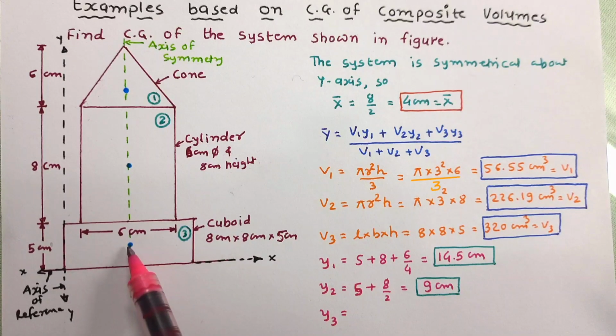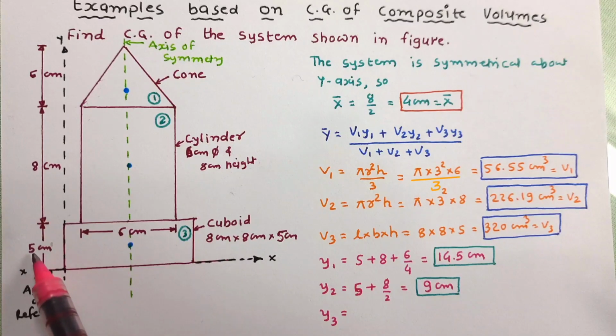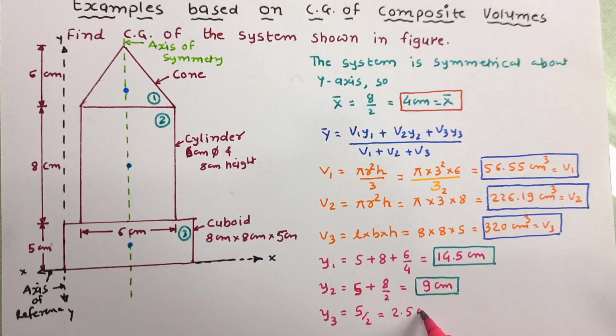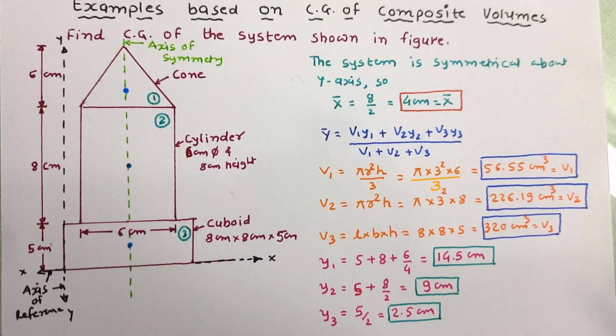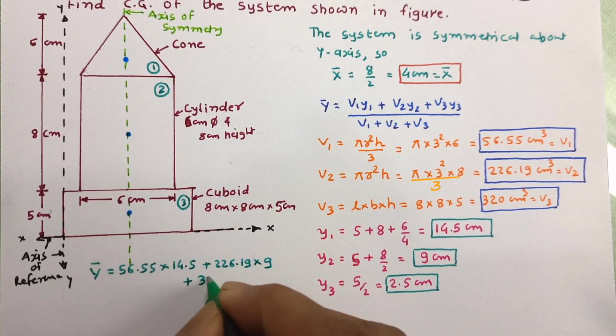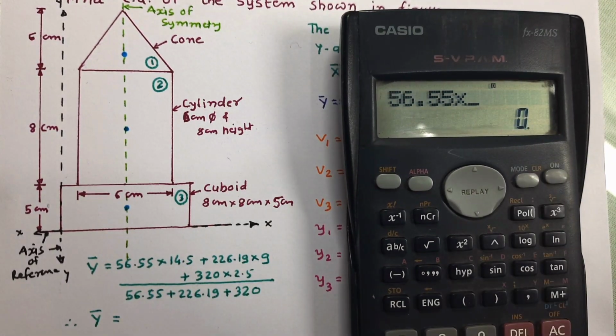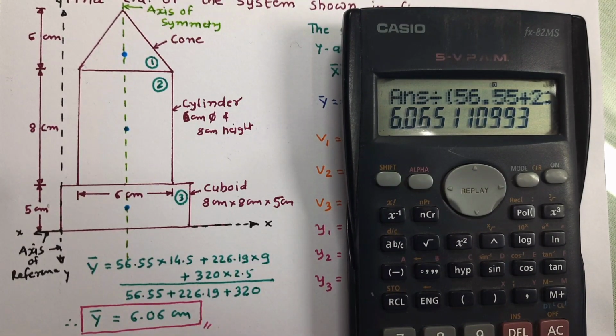Now y3, that is distance of centroid of third object along y-axis. So that is this much distance. It is half of the height of cuboid. So it will be 5 by 2. So it is 2.5 centimeters. Now let us equate all these values in the equation so that we can work out y bar. So y bar has been calculated as 6.06 centimeter.